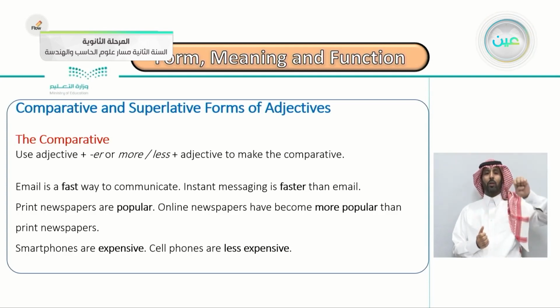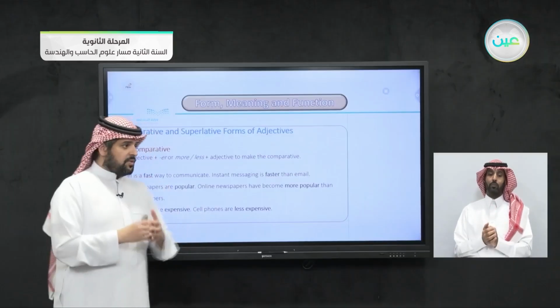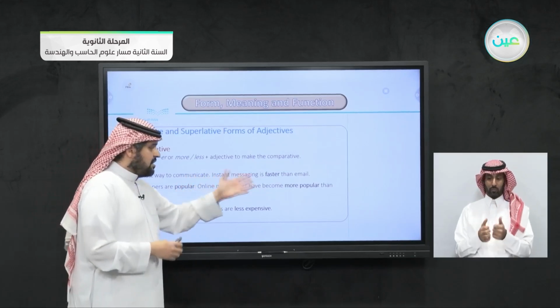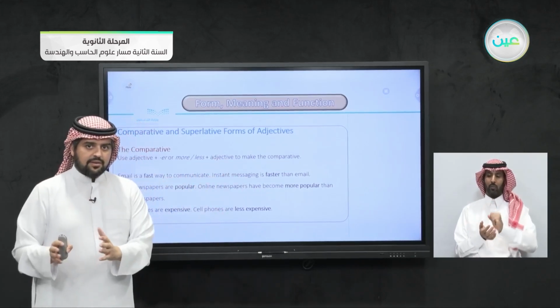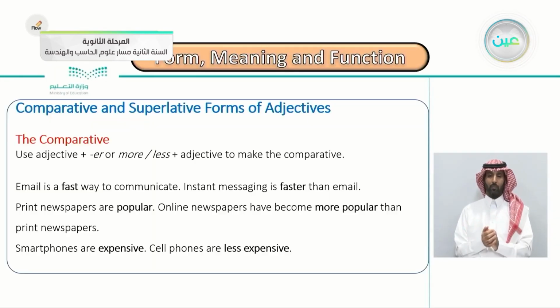Email is a fast way to communicate. Instant messaging is faster than email. So what is being compared here? Instant messaging is faster than email in communication. Yes, he is comparing the communication. Instant messaging is faster than. Don't forget the than. Next example, print newspapers are popular.